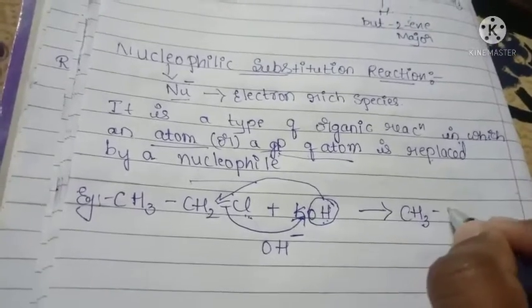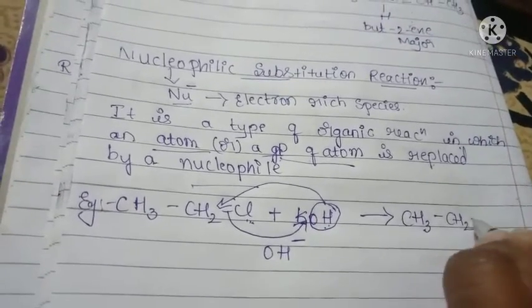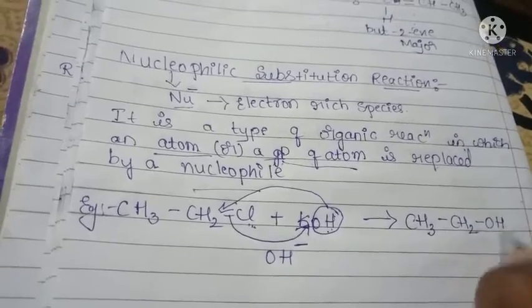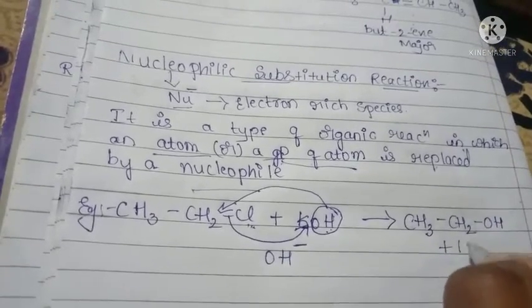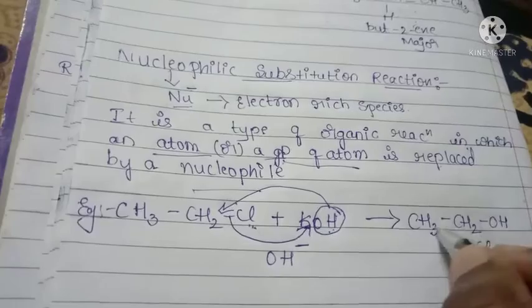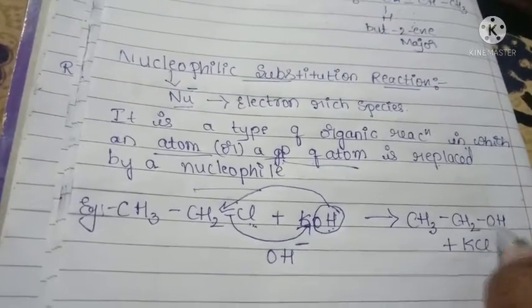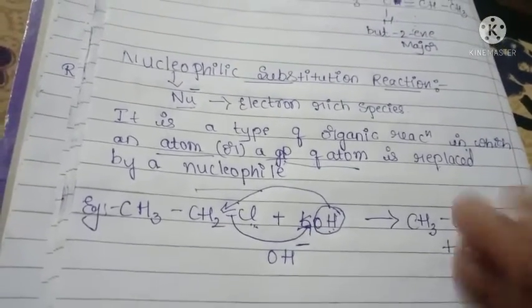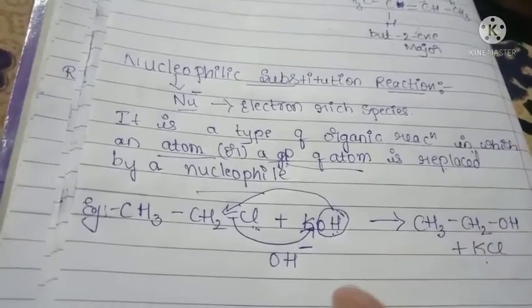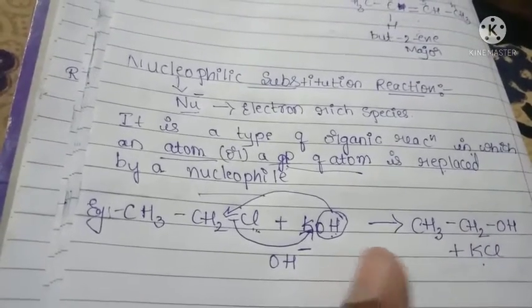CH3CH2OH plus KCl. This is ethyl alcohol or ethanol, and potassium chloride. This is how the nucleophilic substitution reaction is carried out.